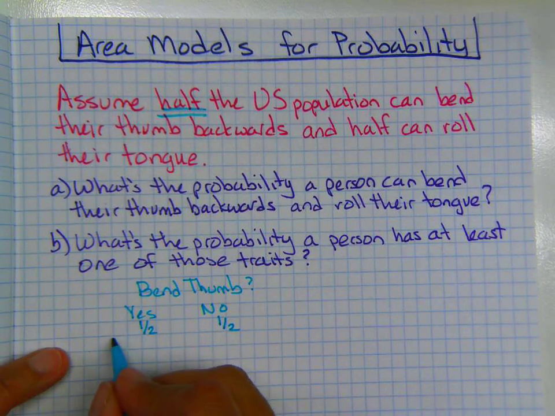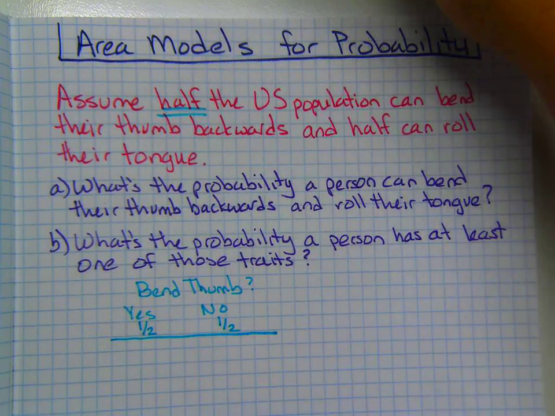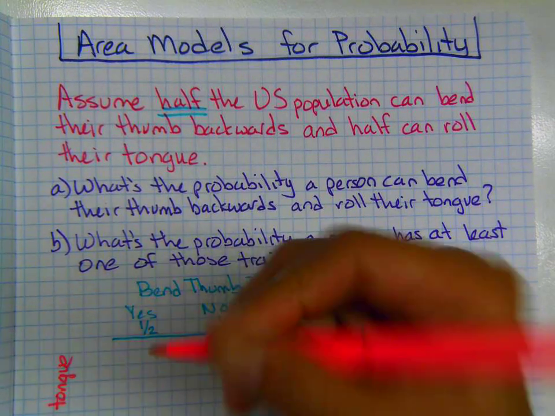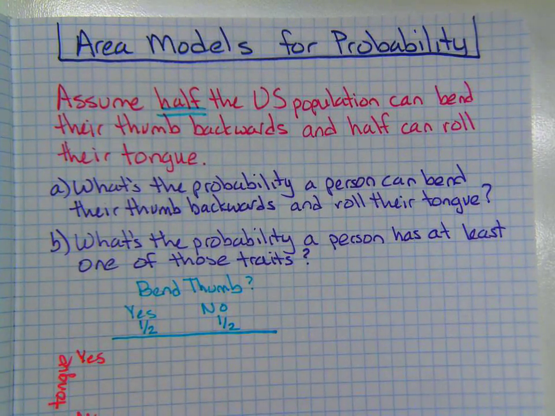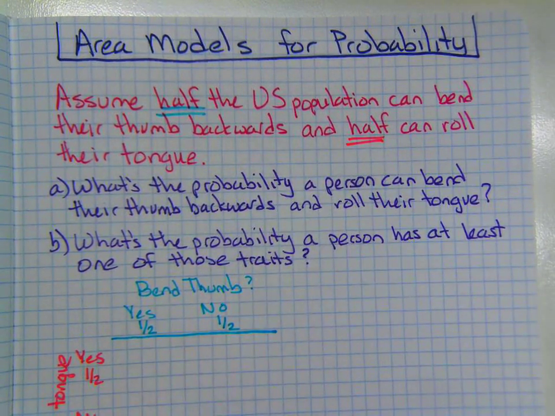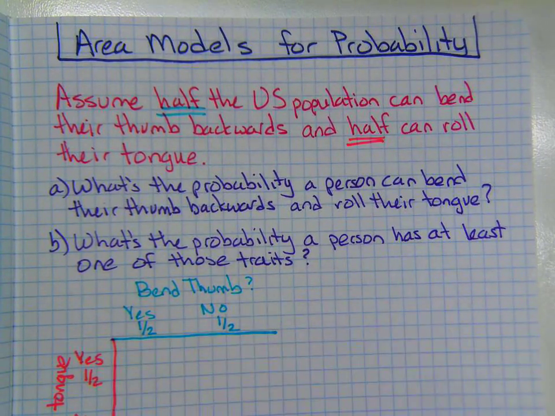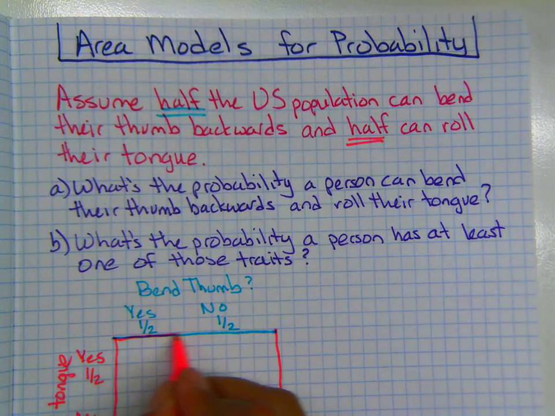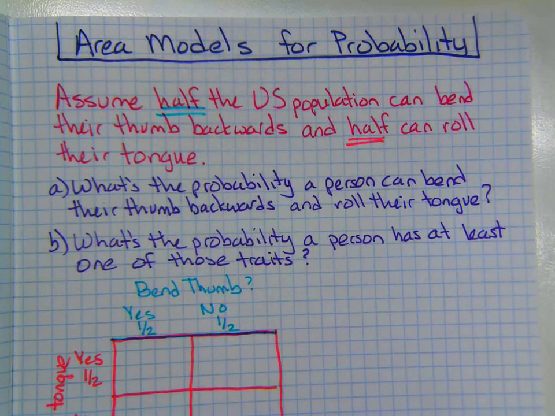So we can go ahead and start putting this into a little table here. The other question is, can you roll your tongue? So the answer to that question again is either going to be yes or no. And according to the initial information, half can roll their tongue and half can't roll their tongue. Let's go ahead and just build this little area model here. Make it all pink. So just like you've done in the past, I can find the combination of the two.